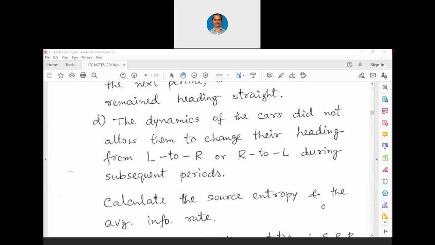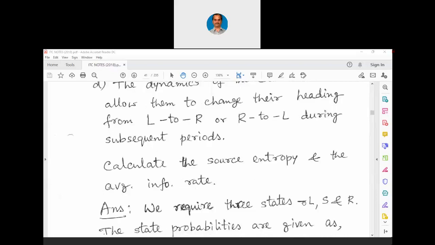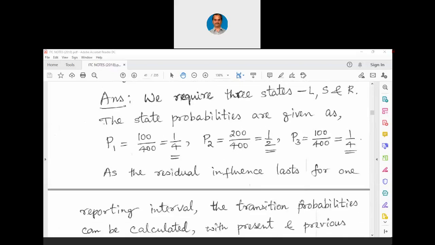Calculate the source entropy and the average information rate. The model is given, we have to find out the source entropy and the average information rate. Let us proceed with the exercise. Now we require three states. One is left, straight and right, and we have the data for all these three.